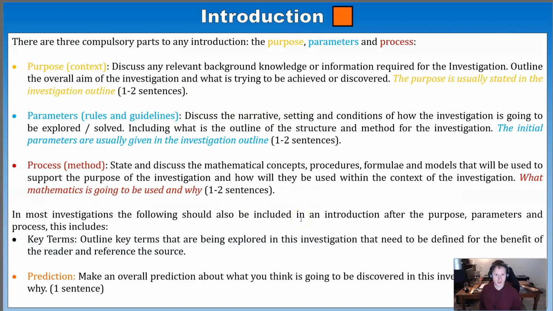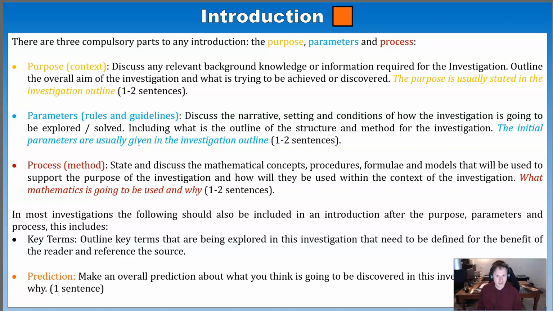So the introduction, you need 3 parts to it: the purpose, the parameters, and the process. The purpose is the context. So that's any relevant background knowledge or information required for the investigation. Outline the aim, what's trying to be achieved. Now, the purpose is usually stated in the investigation outline. So what I'm saying is you can look at the task sheet and you're basically just rewriting that. You might just condense it a little bit, okay? So any information that would be required to understand what you're doing and then what you're trying to achieve, that's your purpose. So that only needs to be 1 to 2 sentences.